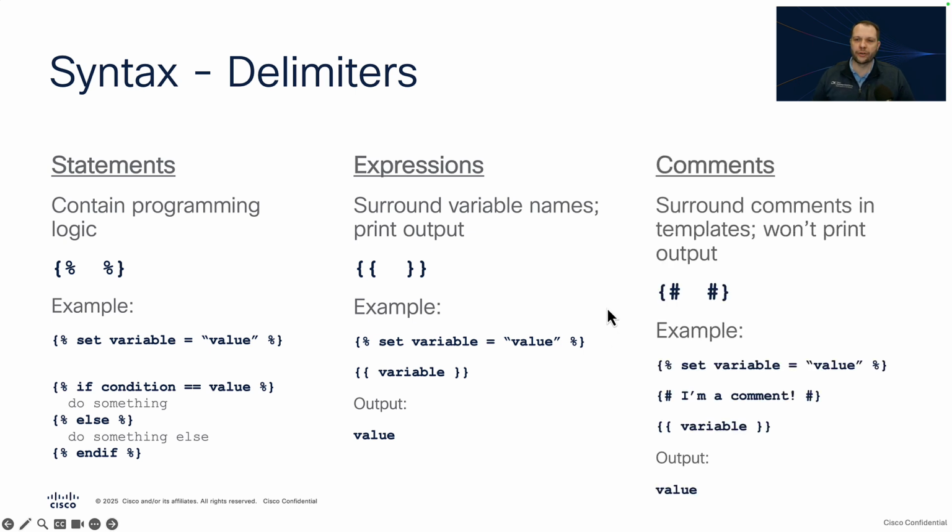The final delimiter is for comments, and comments are not printed to the output, but they are used for adding additional context and information into your template. So they are delimited by an opening and closing set of a curly brace and a pound symbol. And an example here would be within your template, you can add comments, as many as you like, anywhere in order to give additional information, but they will not print to the output.